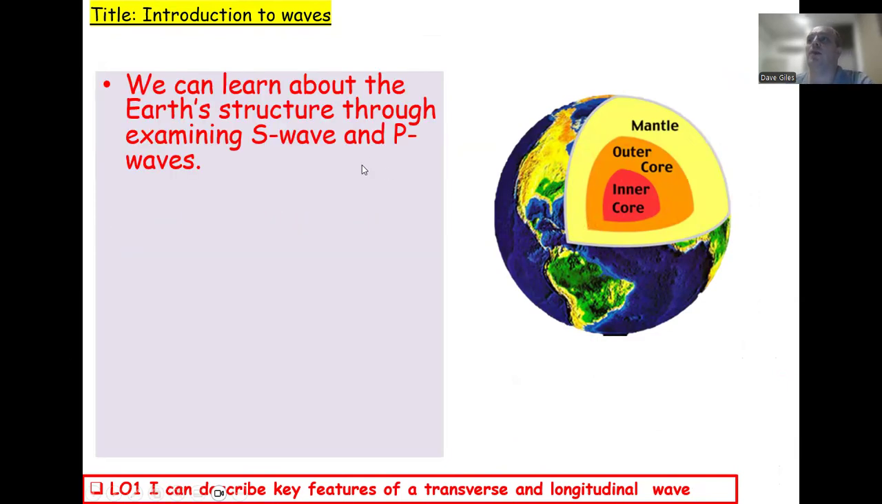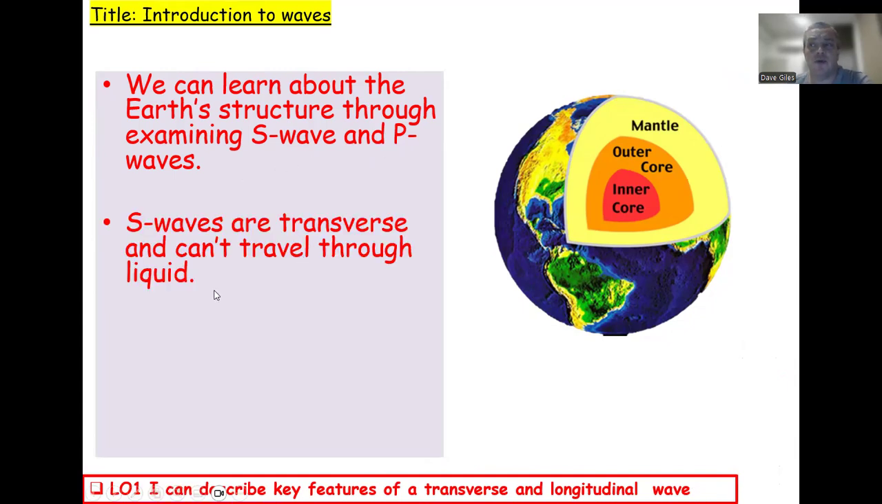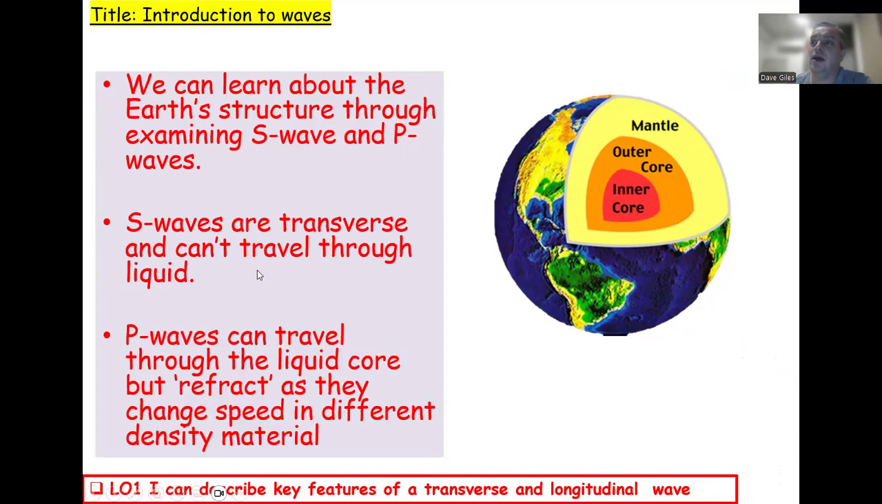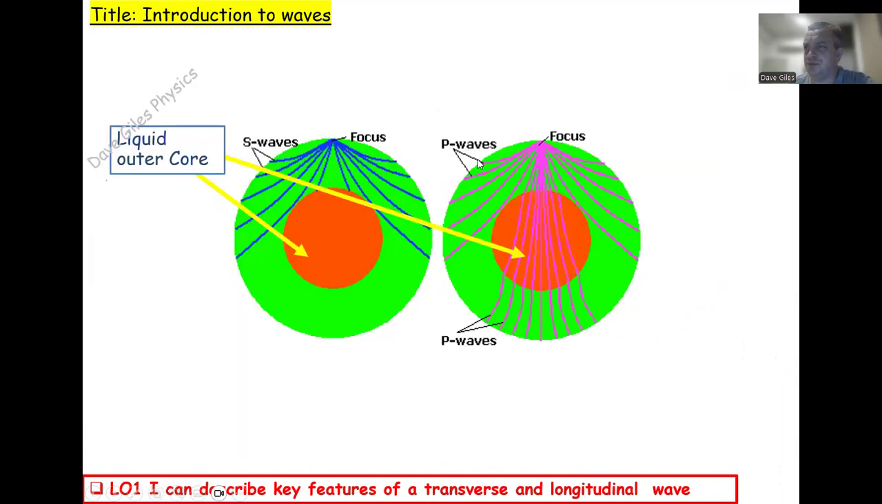Sorry. We can learn about the Earth's structure through examining S waves and P waves. S waves are transverse and can't travel through liquid. P waves can travel through the liquid core, but refract as they change speed in different density materials. We will look at refraction in a few lessons' time. You don't need to know a huge amount about it though for the P and S waves.